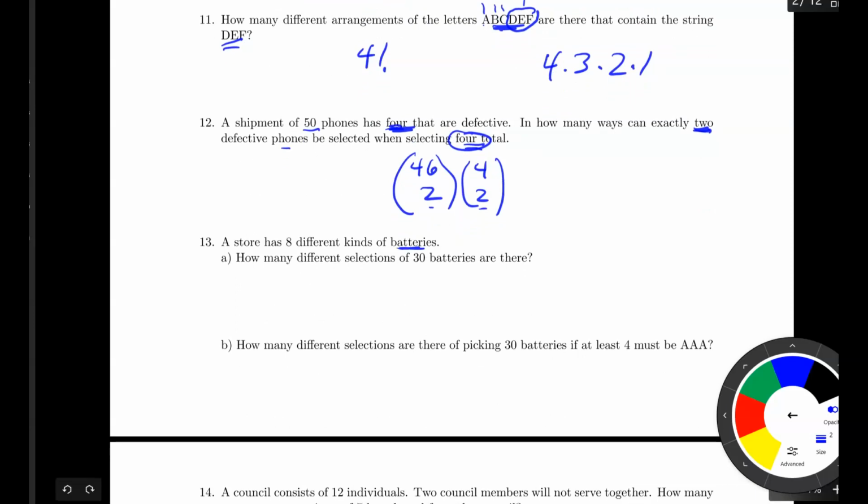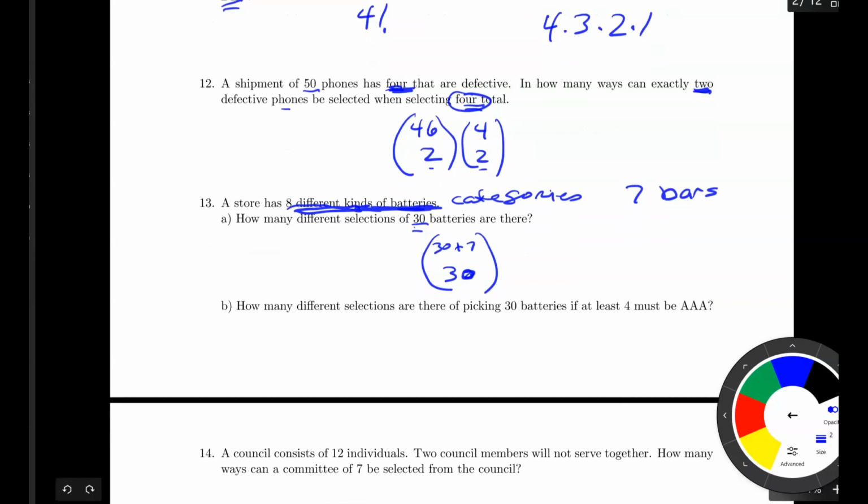8 different kinds of batteries. Oh, kinds of batteries. Lots of different kinds of batteries. That tells me categories. So that tells me stars and bars. All right, so if I have 8 different kinds of batteries, I need 7 bars to separate the 8 kinds of batteries, right? So how many ways can I select 30 batteries? So I'm going to be choosing 30 from 30 plus the 7 bars.